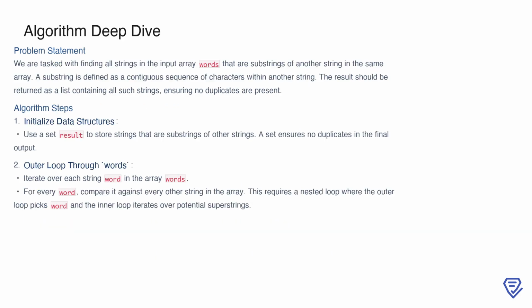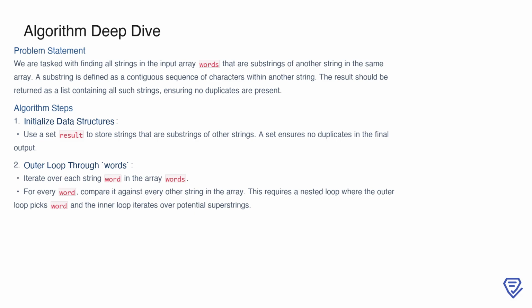In this problem, we need to identify all the strings in the input array called words that appear as substrings within another string in the same array. Remember, a substring is simply a sequence of consecutive characters within another string. The goal is to return a list of these substrings without any duplicates. To solve this, we start by initializing a set called result. This set will temporarily hold all the strings that meet the substring condition, and because it's a set, it will automatically ensure that duplicates are avoided.